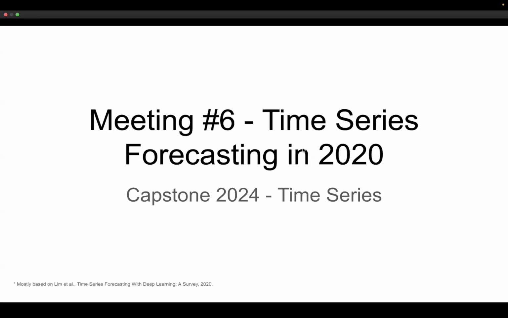So this week, I'm mainly gonna present a survey paper that's published in 2020. Last time we talked about transformers, and in the survey there are three categories of models that it covers. There's RNNs, which we already covered, also transformers, and finally the last one is convolutional neural networks.